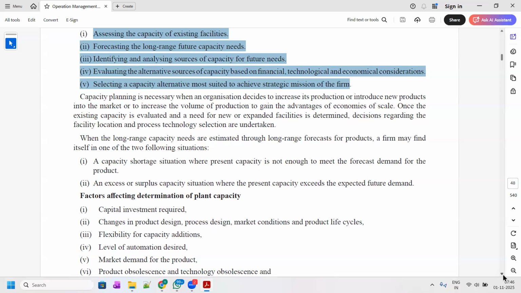Because ultimately nobody wants to spend more money now. So everyone wants that whatever funds and facilities they have, if that can be managed, if that is enough to meet the required demand, then it is well and good. Why should we spend more?